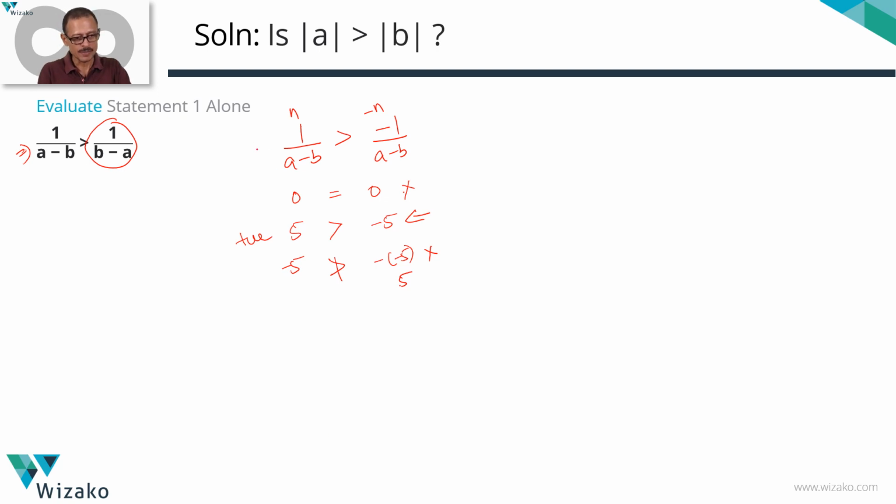So from this statement, we inferred that 1 upon A minus B is greater than minus 1 upon A minus B. When will a number be greater than the negative of the number? When that number is positive. What is the number for us? The number is 1 upon A minus B. If 1 upon A minus B is positive, A minus B will also be a positive number. If A minus B is positive, we can infer A is greater than B.